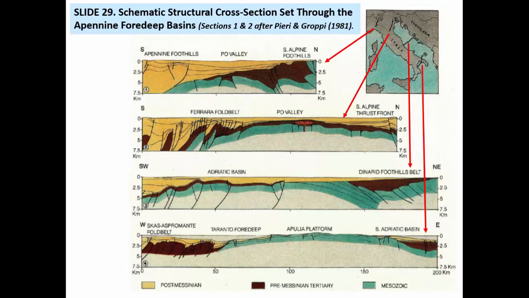This is a pretty good diagram. Basically, you've got 1, 2, 3, 4 cross sections here. This one's in the Po Valley here. You see opposing thrust belts, one being crunched this way and one being crunched that way. And of course, a lot of the biogenic gas fields are in the center of that.